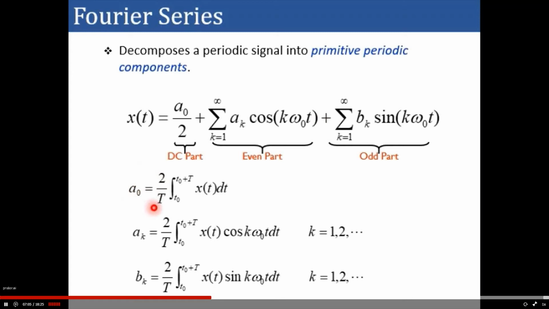Now here a naught is nothing but 2 by capital T integral from t naught to t naught plus capital T x(t) dt. a_k can be defined as 2 by capital T integral of t naught to t naught plus capital T x(t) cos k omega naught t dt. Similarly, b_k can be defined as 2 upon capital T integral from t naught to t naught plus capital T x(t) sin k omega naught t dt. So capital T is the time period and k ranges from 1 to infinity.